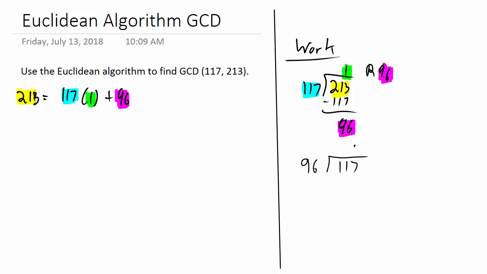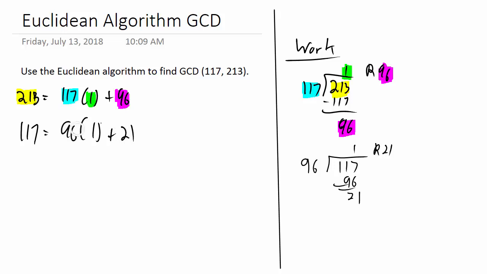So we divide this into it. This goes into it once. Bring the 96 here. Subtract 96 from 117. 7 minus 6 is 1. 11 minus 9 is 2. So it's a remainder of 21. And so we write it like we did before. The 117 goes first, equals, the divisor was 96, the quotient was 1, the remainder was 21, and we've got to keep going because we don't have a remainder of 0.